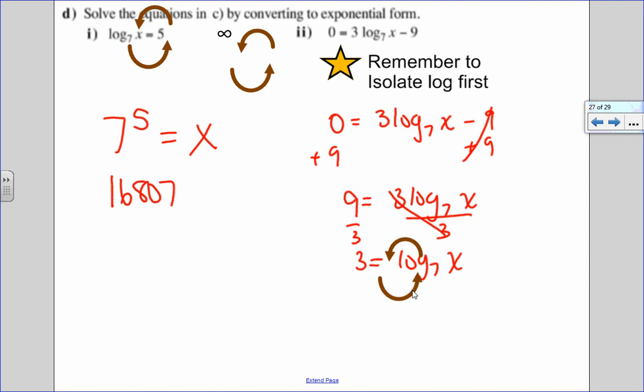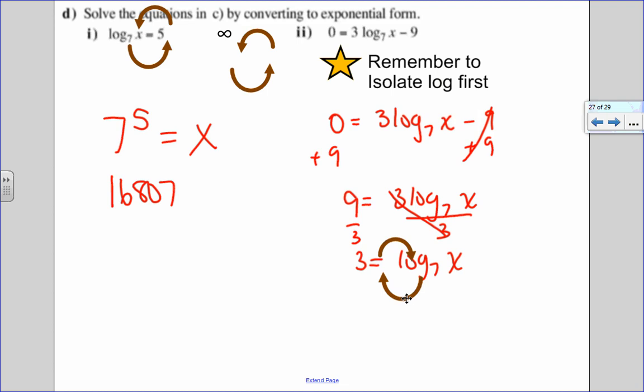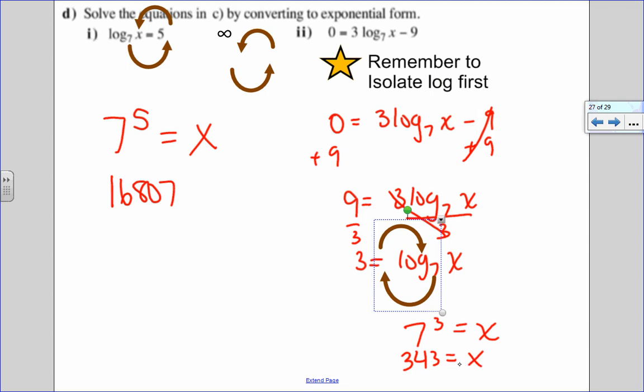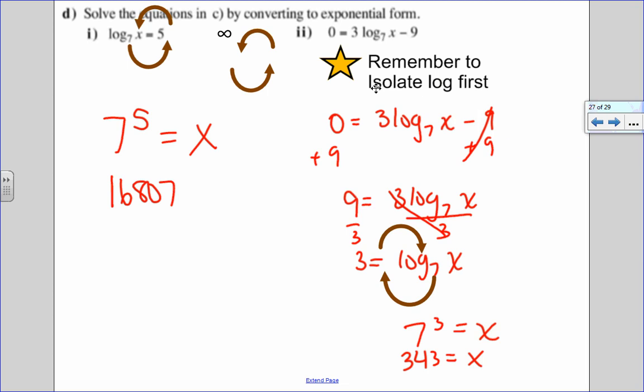Okay, so, let me flip that over. I'm going to do 7 to the exponent of 3, and that will equal x. So 7 to the exponent of 3 equals x. I can put that in my calculator, and I should get 343, which is what I got on the last one. Yes, perfect. Okay, so a couple different ways that you can go through and solve, graphically or switching to exponential form.